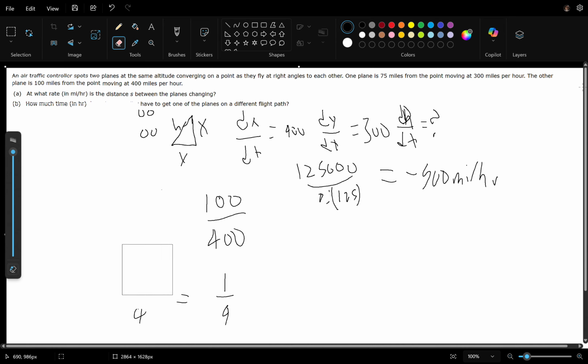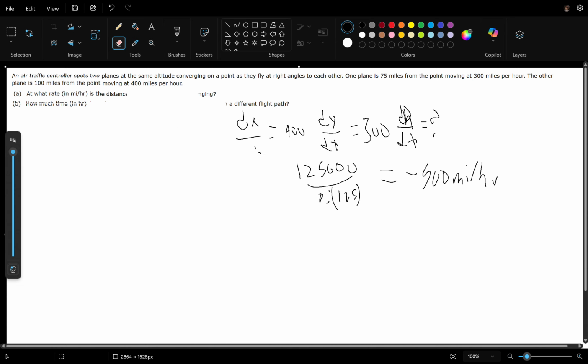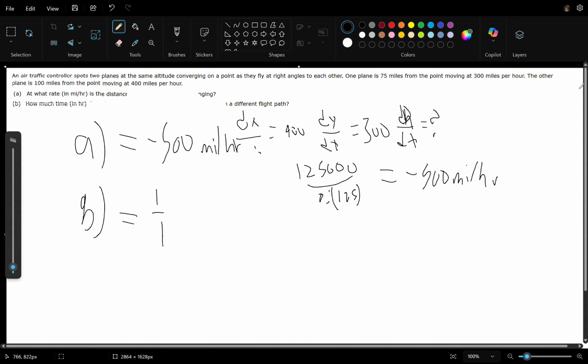And so that is the answer. So A equals -500 miles an hour, and then B equals 1/4 of an hour. And that is how you solve this problem.